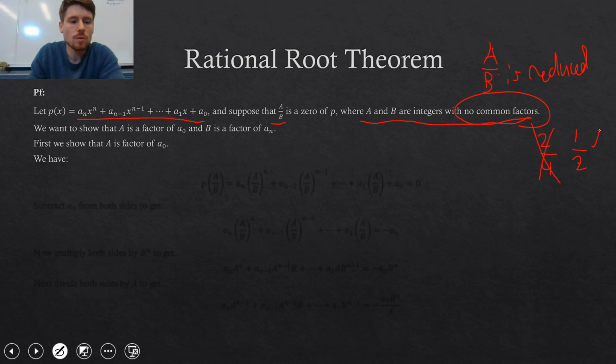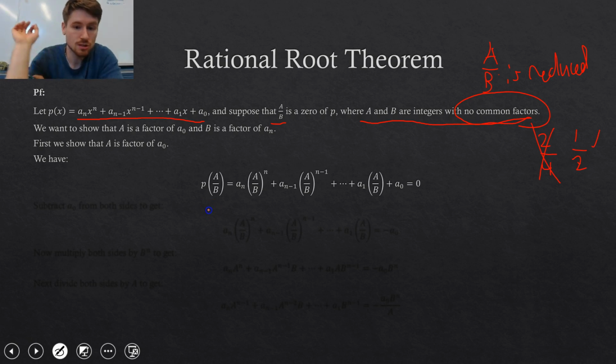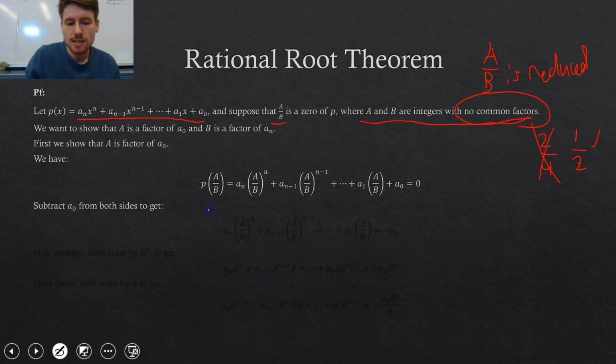So what do we know? Well, we know that if you plug a over b in, everywhere there's x gets replaced with a over b. So we have an times a over b to the n power, plus an minus 1 times a over b to the n minus 1, and so forth, all the way down to the constant term, a0, which has no a over b multiplying it because it's not being multiplied by x. Now we subtract a0 from both sides.